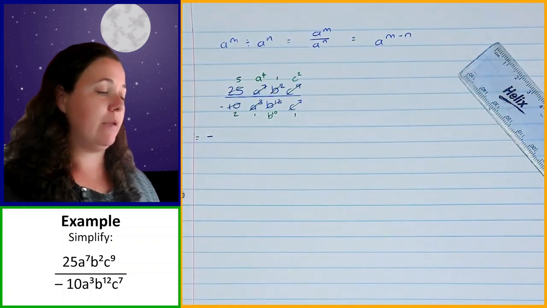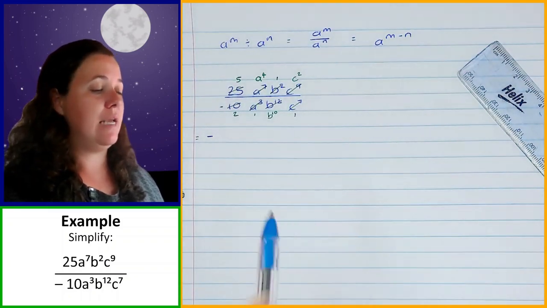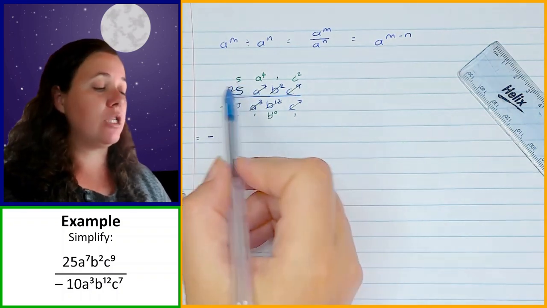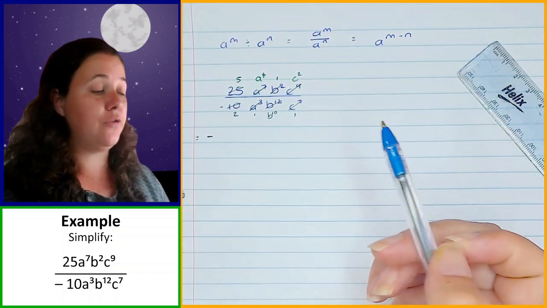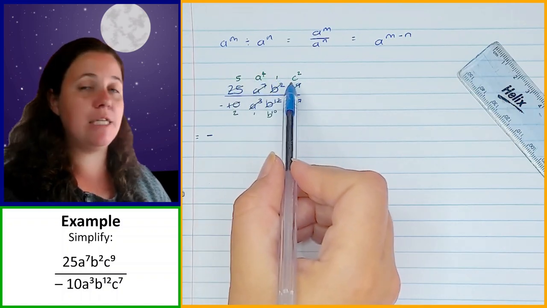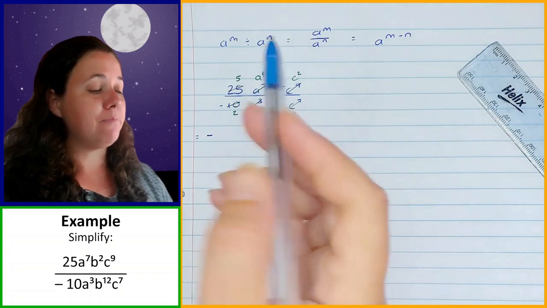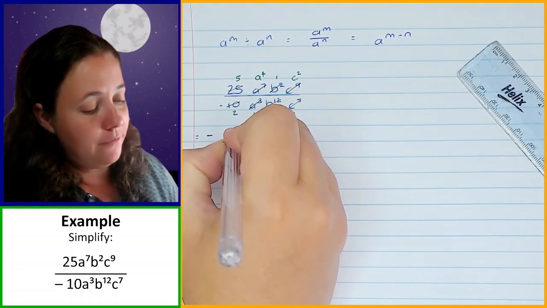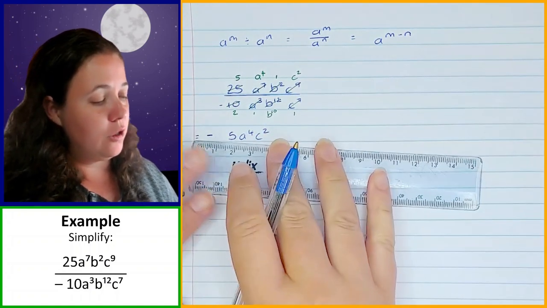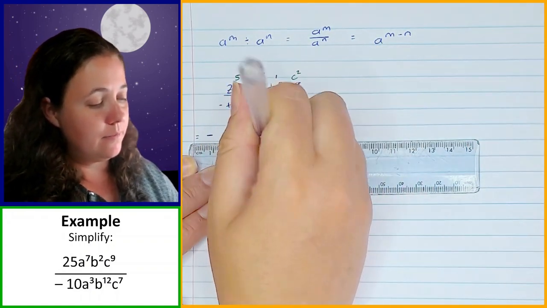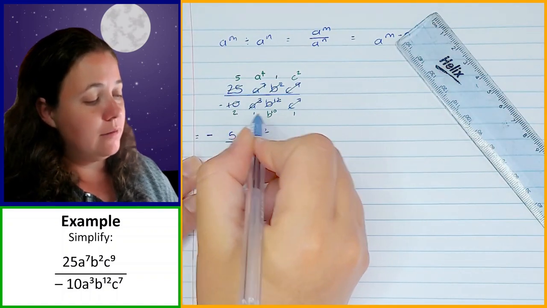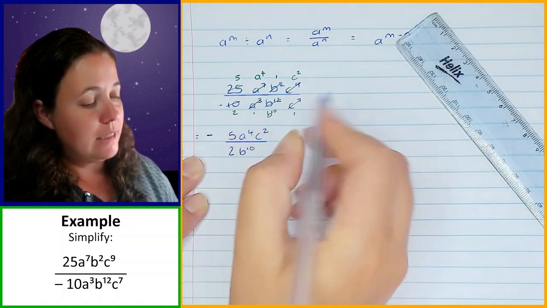Okay, so now I can go and simplify all of this. So I'm going to just write down what I'm left with on the top and the bottom. Obviously, if I'm multiplying by 1, it doesn't make any difference. So when I have 5 times a to the power of 4 times 1 times c to the power of 2, I don't have to worry about that 1. So that gives me 5 a to the power of 4 c to the power of 2 over 2 times 1 b to the power of 10 times 1.